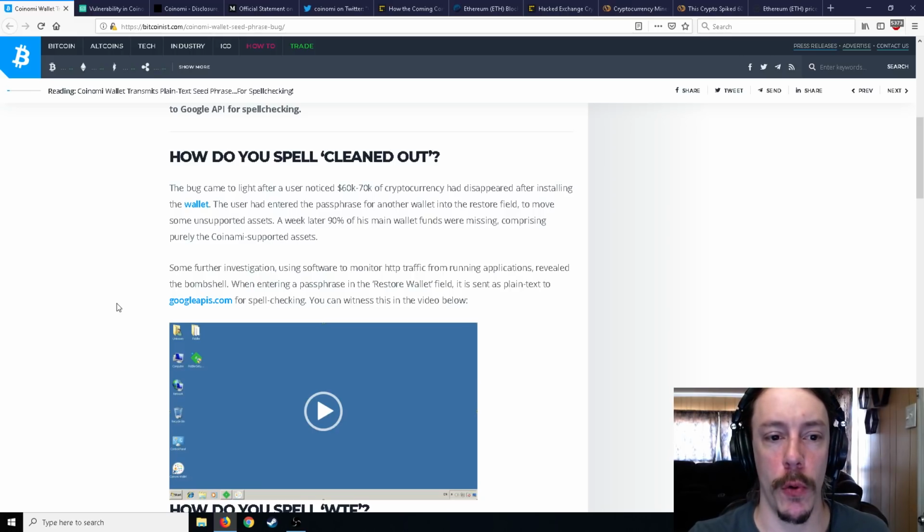So is it true that this person lost $60,000 in cryptocurrency because of this? I don't know. The devs say no, he says yes, other people believe it, we don't know. Either way, the user had entered the passphrase for another wallet into the restore field to move some unsupported assets. A week later, 90% of his main wallet funds were missing, comprising purely of the Coinomi supported assets. So whether or not he actually lost this or not is not necessarily the story.